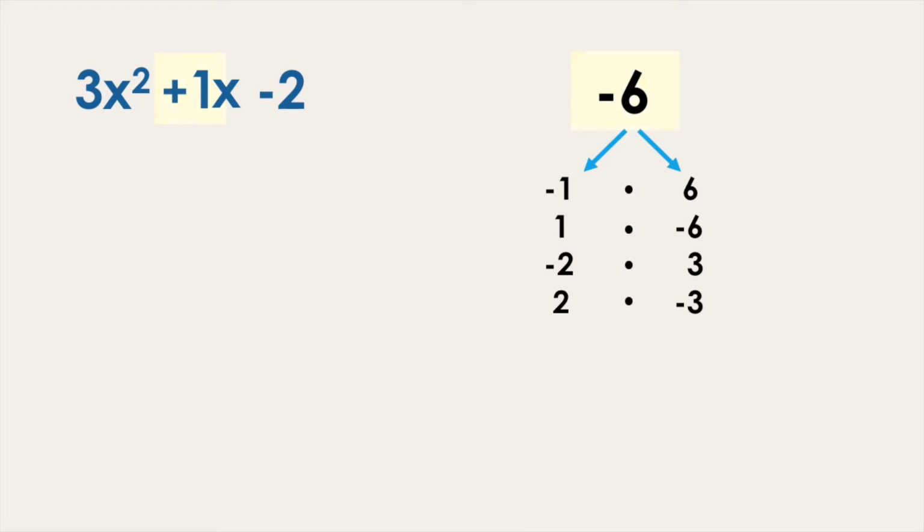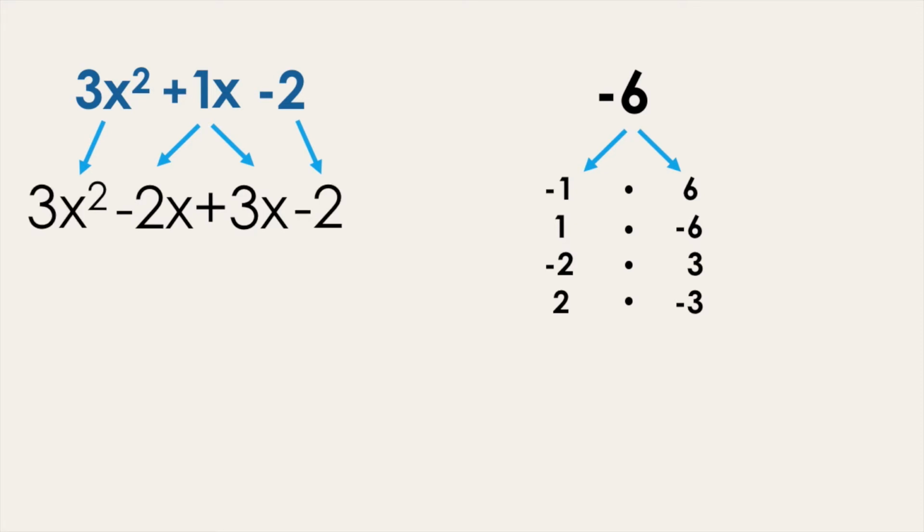Of these factors, the pair that adds to give us positive 1 is negative 2 and positive 3. So we're going to rewrite positive 1x as negative 2x plus 3x. Bring down your remaining terms, 3x squared minus 2. Now we can factor out a greatest common factor from 3x squared minus 2x, and the greatest common factor would be x. So if we divide out an x from 3x squared minus 2x, then we're left with 3x minus 2.